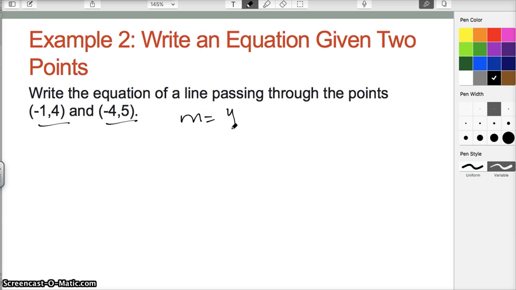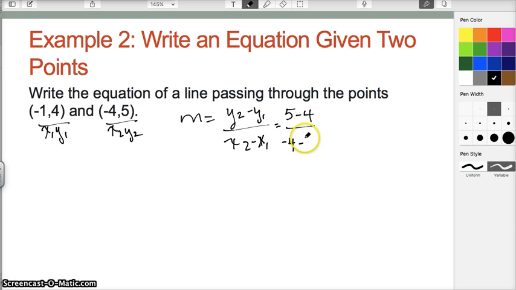Remember, slope is equal to the change in y over the change in x. And now we're feeling pretty awesome about ourselves. So x sub 1, y sub 1, x sub 2, y sub 2. Let's find the slope. Change in y is going to be 5 minus 4, over change in x, which is negative 4 minus a negative 1. At this point, I have a 1 at the top, and in the denominator I've got minus a negative, which is really a plus. Negative 4 plus 1 is going to give me a negative 3. So this is the slope that I'm working with.